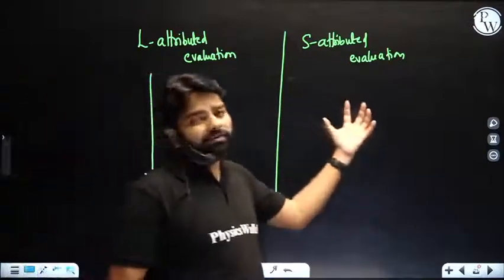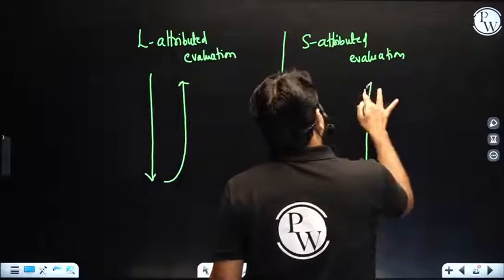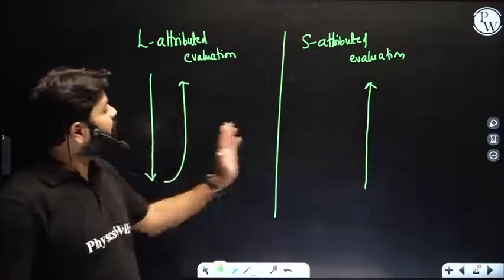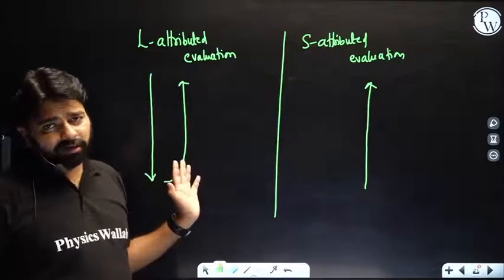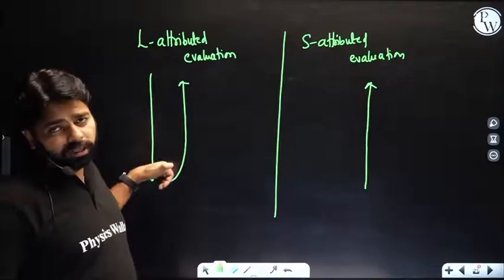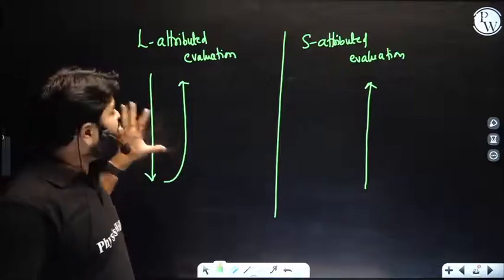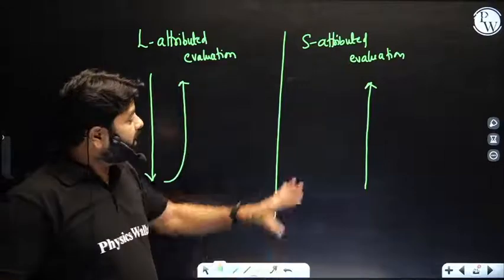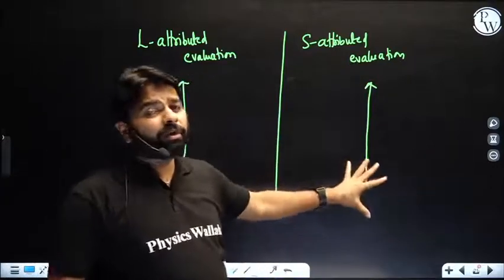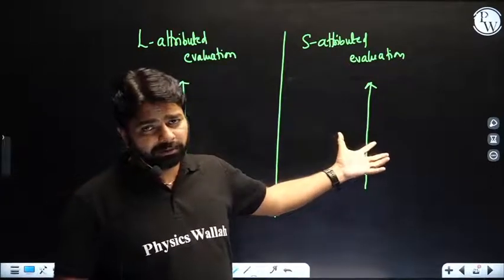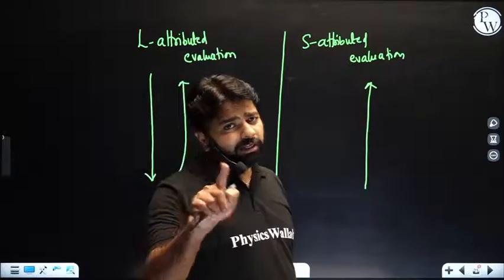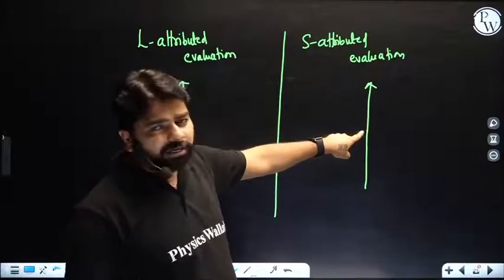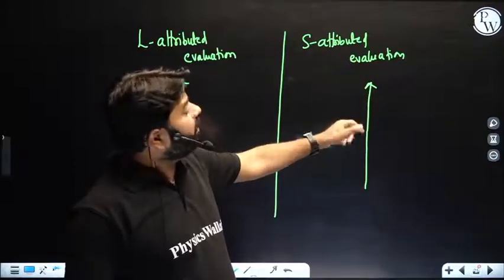But in S-attributed evaluation, you only go from bottom to up, because this purely depends on bottom-up parsing. In both of them, bottom-up evaluation is there. But here, top-down is also there. It doesn't mean a top-down parser, and bottom-up doesn't mean a bottom-up parser here. But S-attributed purely follows the bottom-up parser, or you can say the reverse of the RMD concept. But one thing: if the grammar is S-attributed, you can use this technique, or you can also use the other technique.